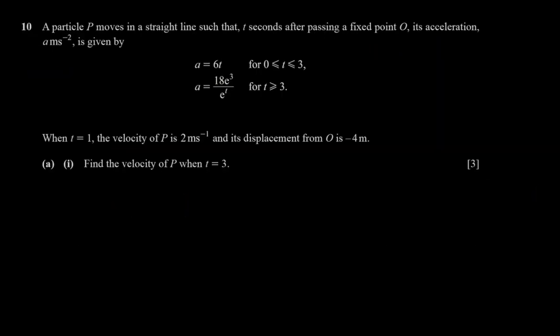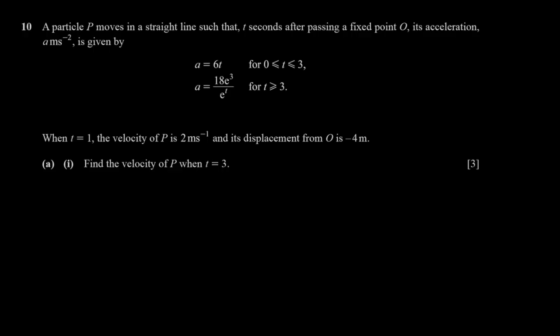Okay, so we're in question 10. We've got a particle which has acceleration given by 6t between 0 and 3 seconds and is given by this expression here when t is greater than 3 seconds. We're told that the velocity is 2 when t is equal to 1 and the displacement at that point is negative 4 meters. We want to find the velocity of p when t is equal to 3.